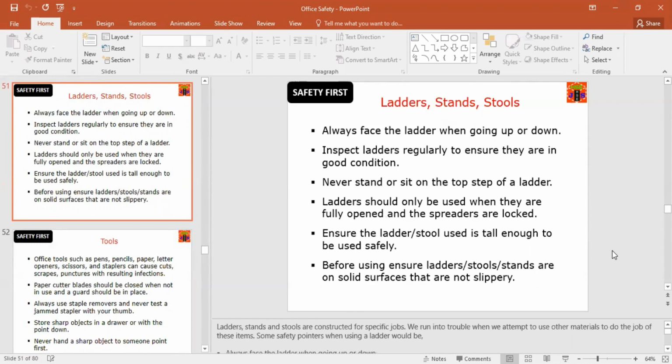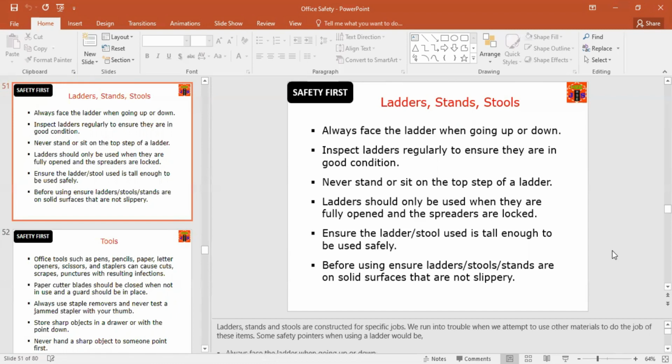Let us find out how ladders, stands, and stools may lead to an accident or injury. Always face the ladder when going up or down. Inspect ladders regularly to ensure they are in good condition. Never stand or sit on the top step of a ladder. Ladders should only be used when they are fully open and the spreaders are locked.